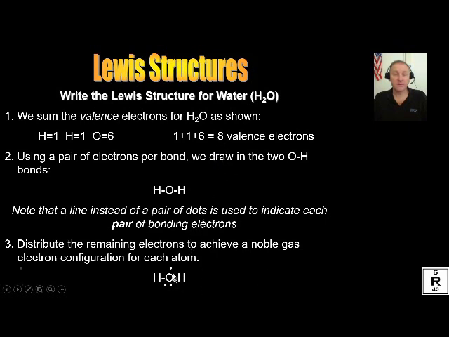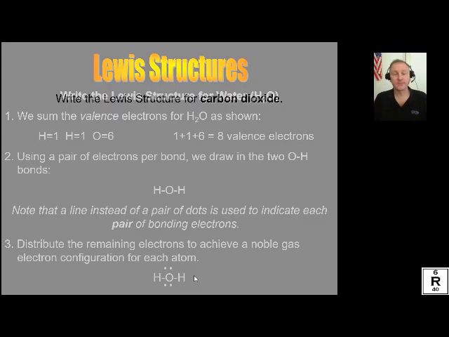And if we put those electrons around the oxygen, now the oxygen has 8 around it. So this hydrogen has 2. It's got these 2. This oxygen has 8. It's got 2, 3, 4, 5, 6, 7, 8. And this hydrogen also has 2. So all these have a noble gas configuration, and this would be the Lewis structure for water.